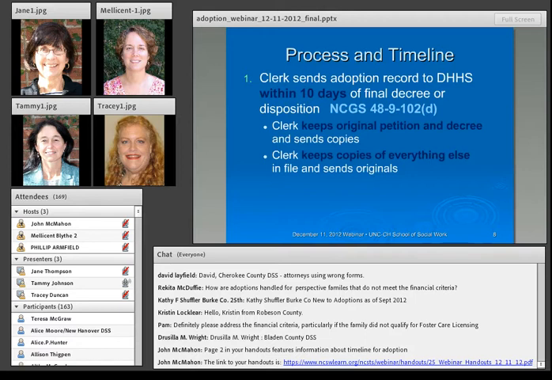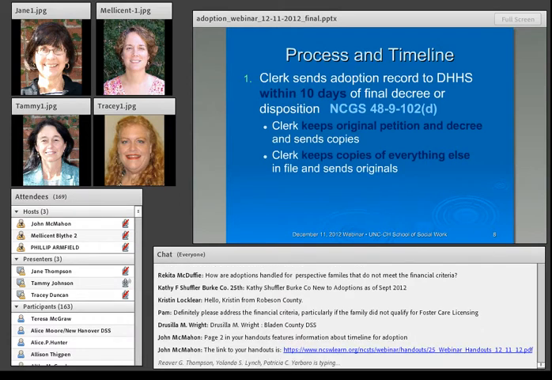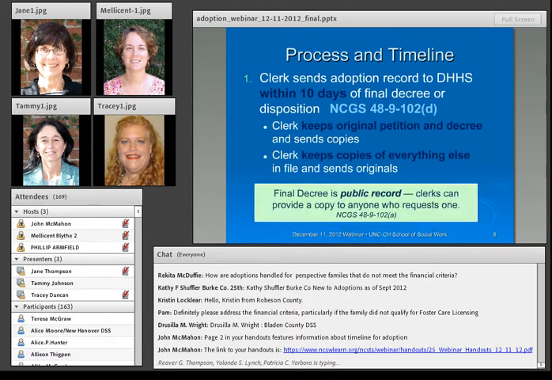if you do that. I think most clerks send everything and only keep the petition and the decree. And please remember that the final decree is public record. Clerks can provide a copy to anyone who requests a copy of the final decree.